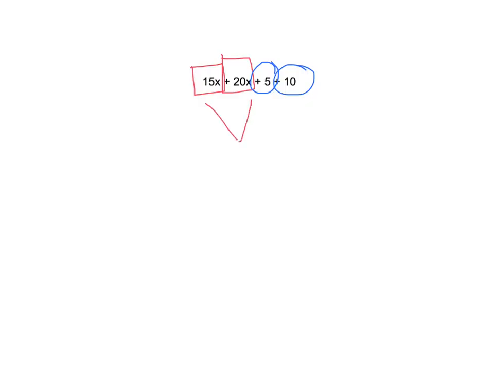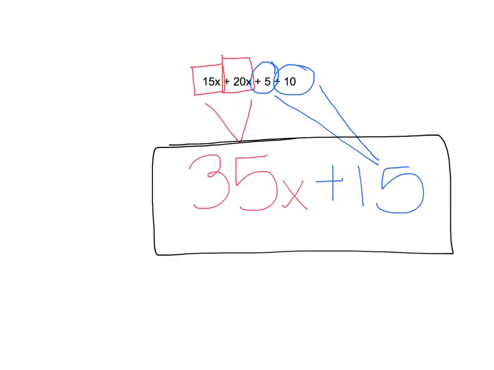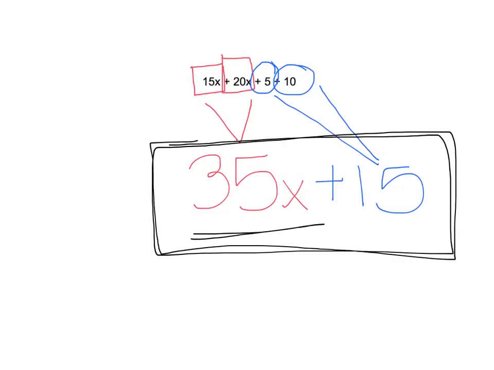15x plus 20x is 35x plus 5 plus 10 is 15. So your answer is 35x plus 15. 35x plus 15, you can't combine them because the first term has an x and the second term does not.